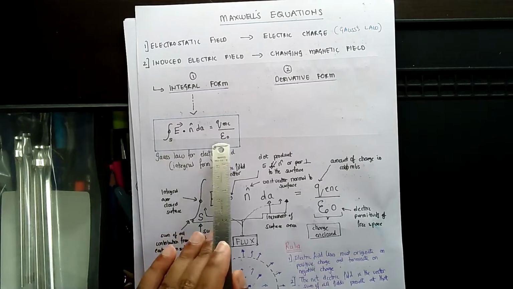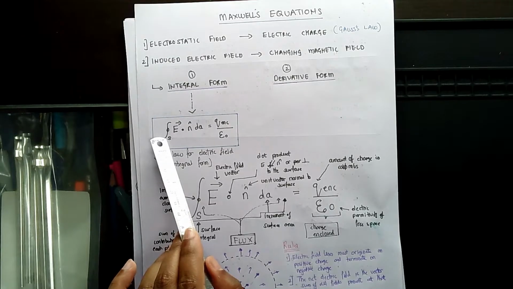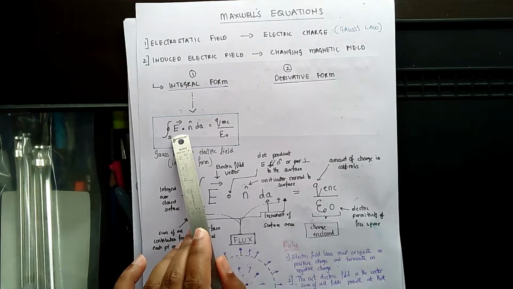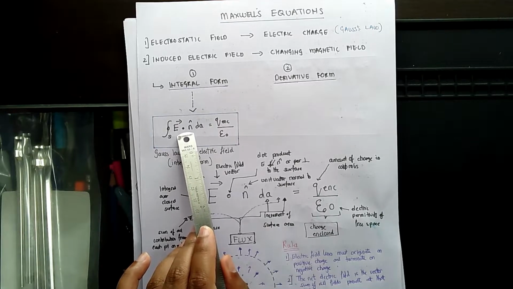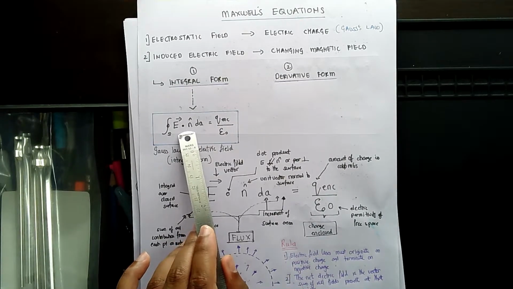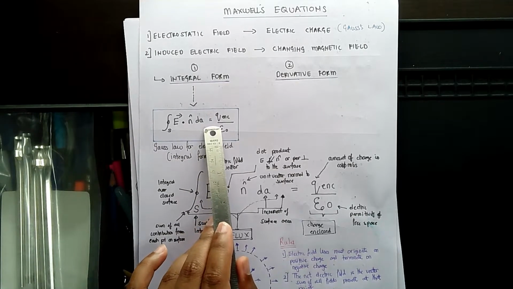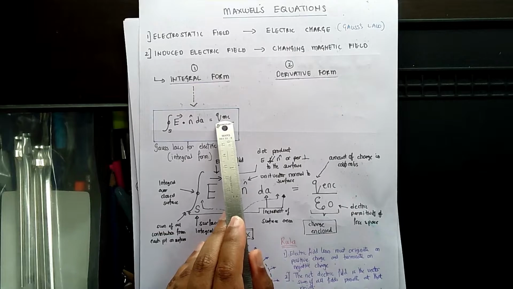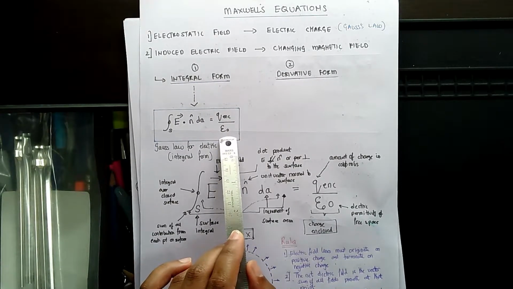So what does the first equation talk about? It basically says that an integration over a surface area of an electric field multiplied, I won't say multiplied, it's a dot product because these are vectors, with the normal of that surface area is equal to the charge enclosed in that area divided by the permittivity of free space.